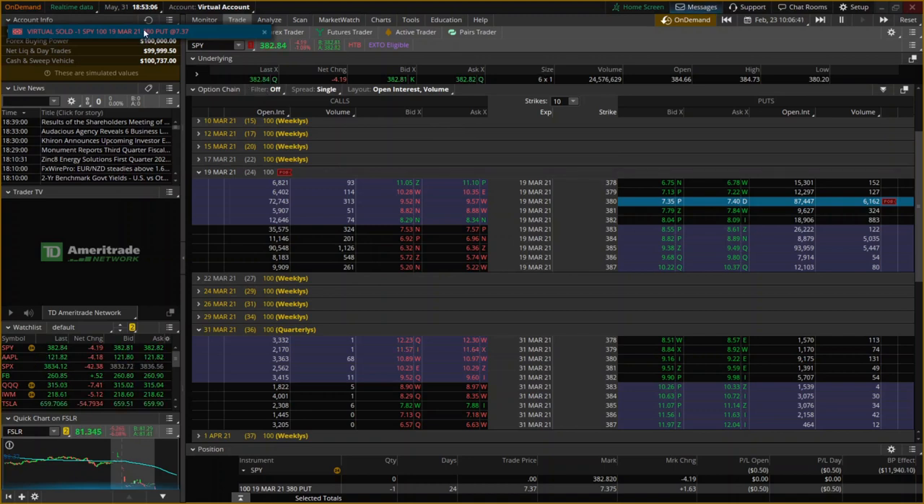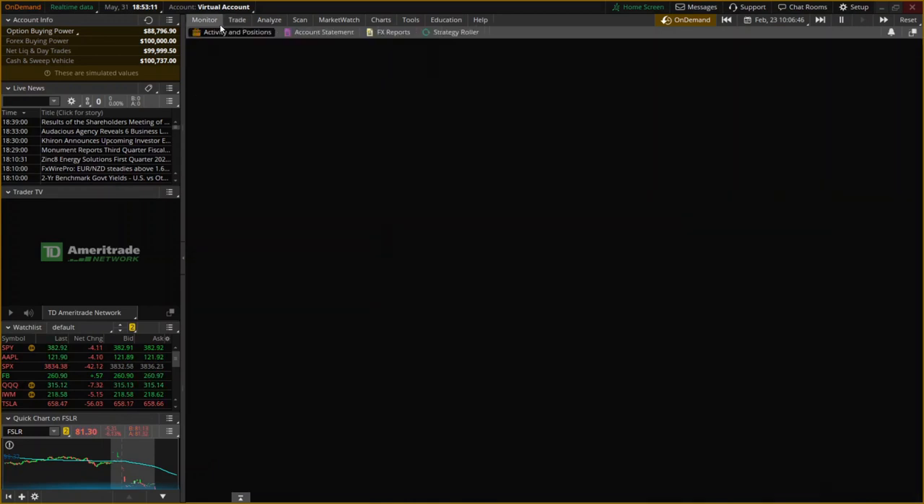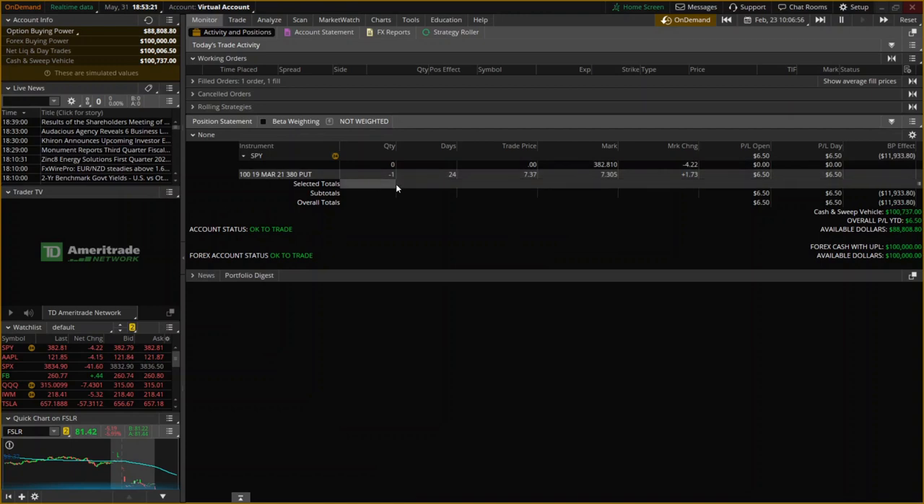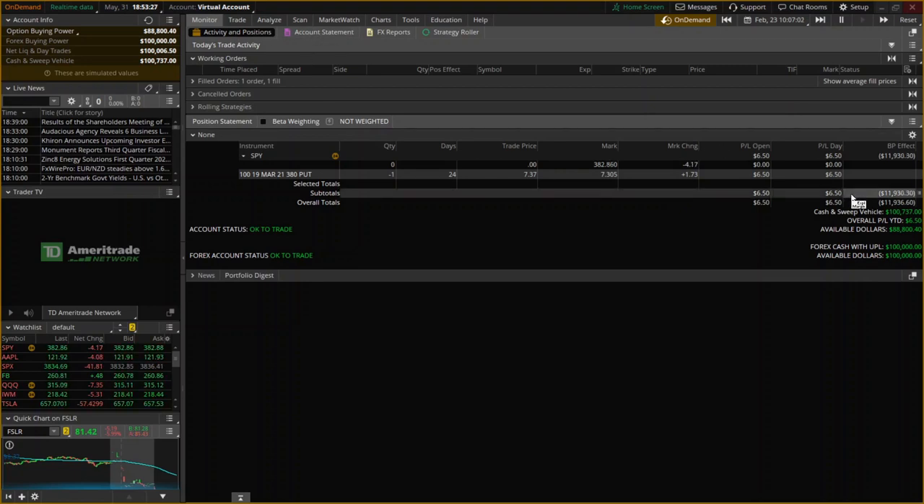Typically in my experience, when I use these virtual accounts, they fill pretty quickly. I don't tend to have a lot of wait time for filling, so it's a good model to run through. You can see that the fake SPY position is here. I've collected $737, and it'll run through the profit and loss as the virtual time goes on.